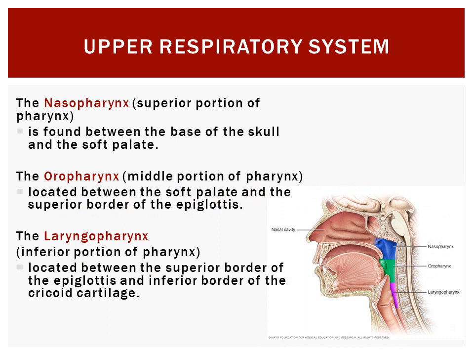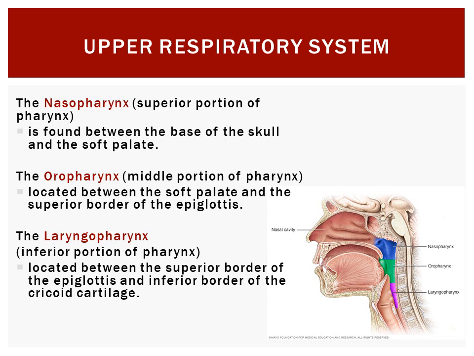Here are some more descriptions of the location of each of the pharynx sections. The nasopharynx, which is the superior portion of the pharynx, is found between the base of the skull and the soft palate. The next portion of the pharynx is the oropharynx, which is located between the soft palate and the superior border of the epiglottis. And the last portion of the pharynx is the laryngopharynx.